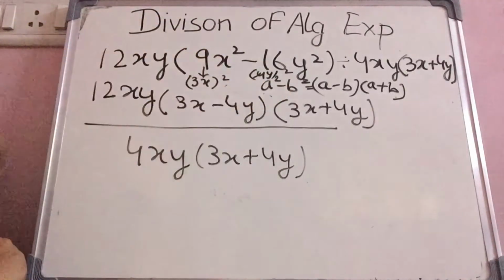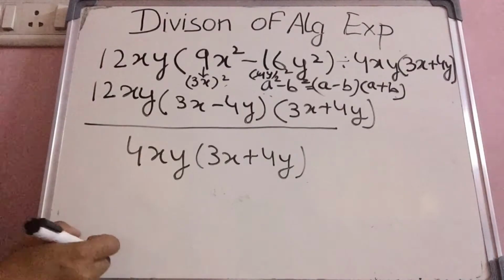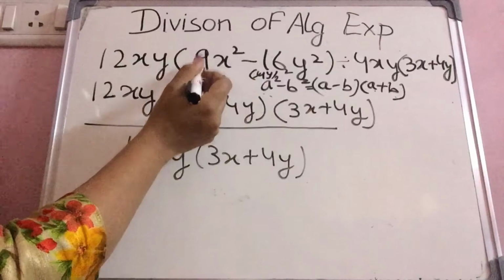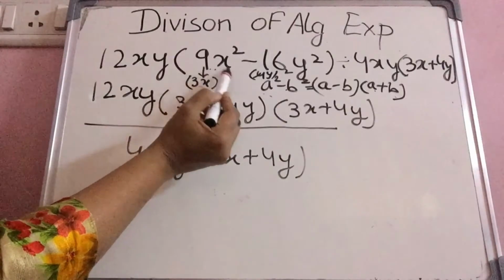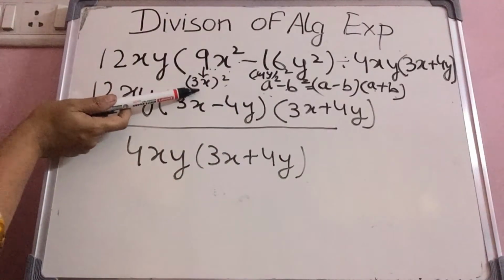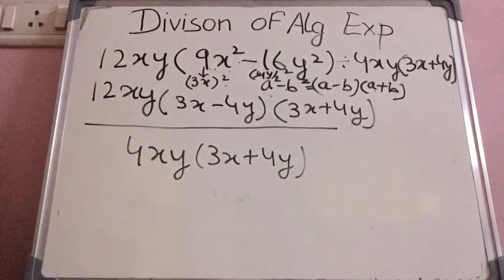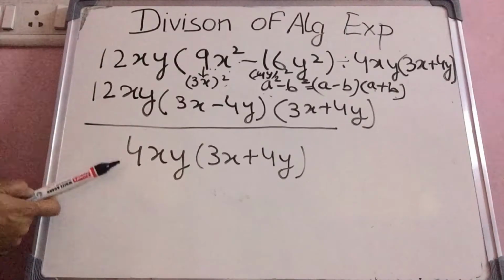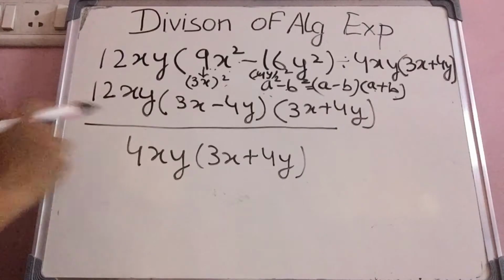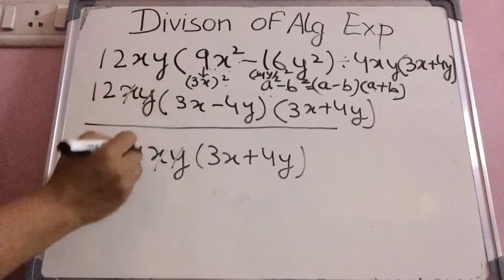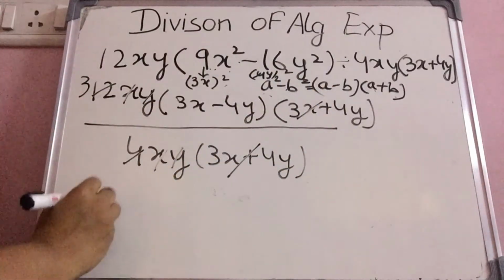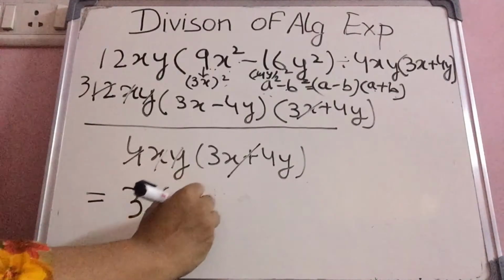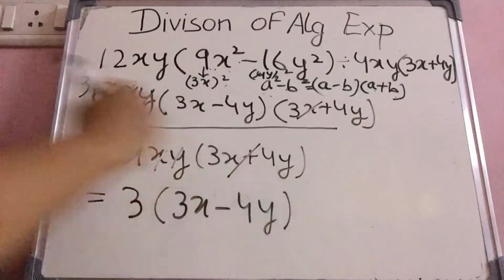We have factorized this 9x square minus 16y square by using identity number 3, that is a square minus b square, which is equal to a minus b and a plus b, where a will be 3x and b will be 4y, because this term is 9x square, which is the square of 3x, and 16y square, which is the square of 4y. Now we can cancel common terms from denominator and numerator. We see we have x and y common, 4, we get 3, and this bracket. So the answer will be 3x minus 4y.